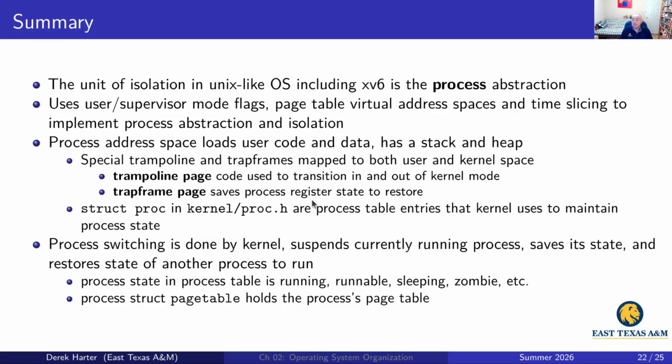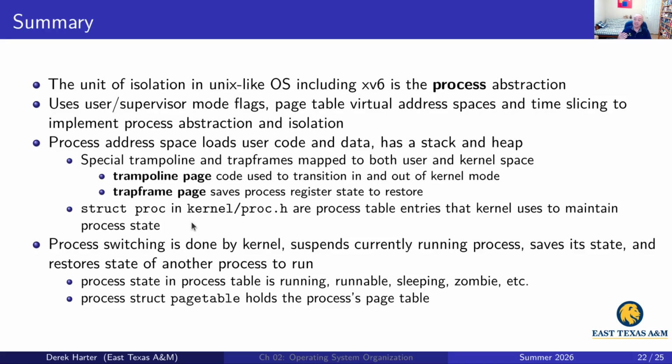There are these special trampoline and trap frames that are mapped both to user and kernel space. The trampoline page has code that's used to transition in and out. So when we talk about traps and system calls, we will actually go through this code. And the trap frame, we'll also look at how these work. The reason these are talked about here is that part of doing time slicing to switch between processes is that we have to save the state of the process before we switch to another one. That state, especially the registers, gets saved in the trap frame.